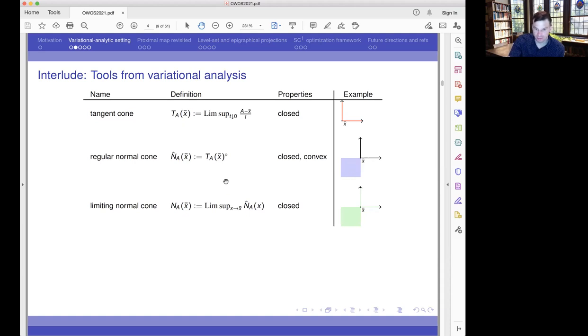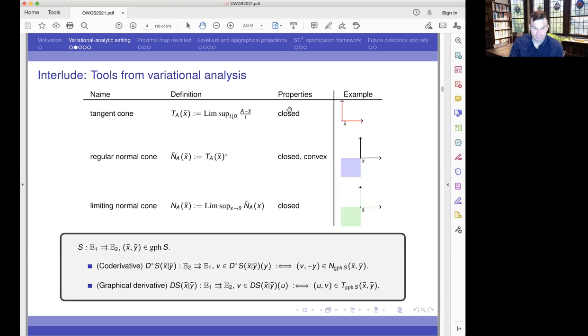And then the limiting normal cone comes from taking outer limits of Fréchet normals. And of course, I took an example where we're not Clarke regular, so that the regular and the limiting normal cone don't coincide at the point in question. For every other point of that complementarity manifold, you're locally convex, and then the regular and the limiting normal cone will coincide. But of course, I chose the point where that isn't true.